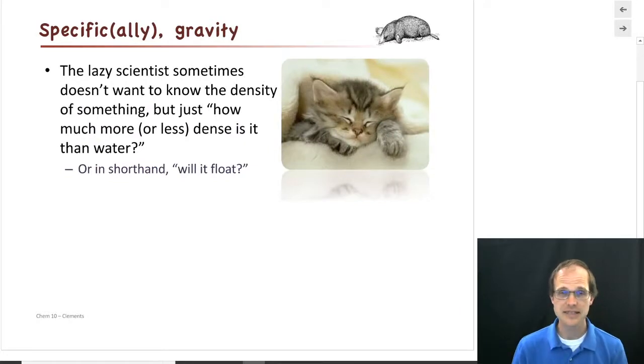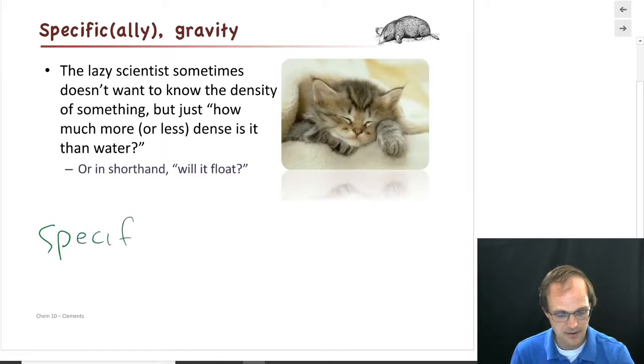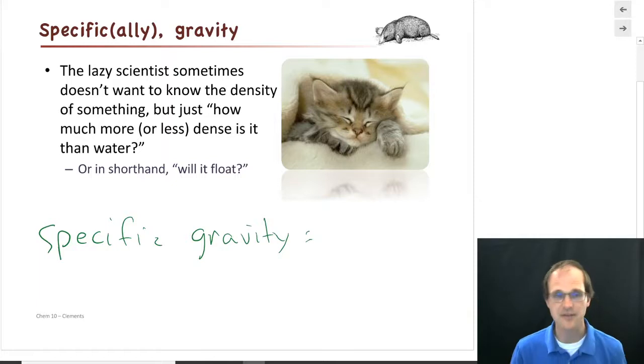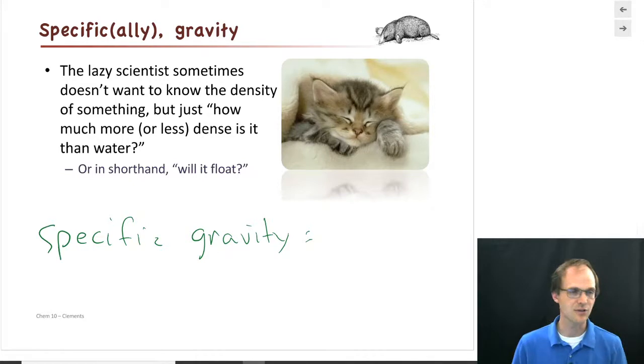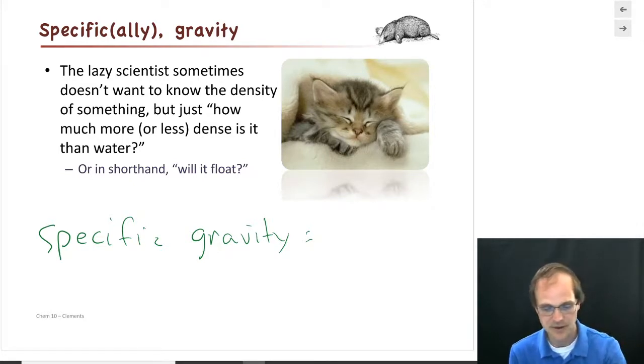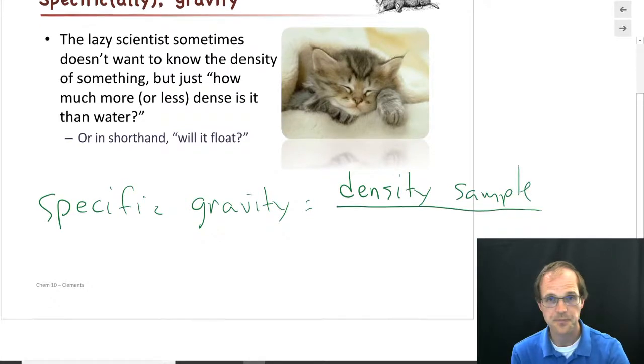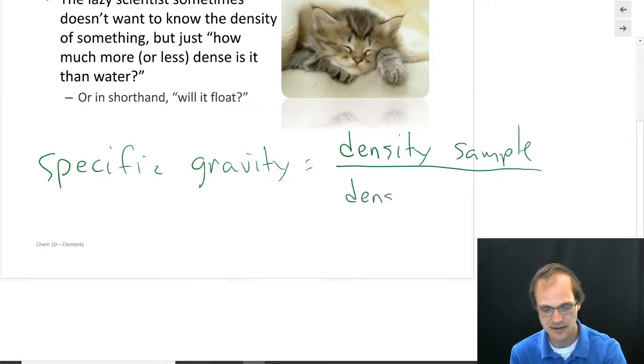Lastly, in this part on density, we're going to talk about something called specific gravity. And what is specific gravity? It's a way of talking about density where we remove the units. And how can you just remove units? Well, you remove units by dividing by them. So specific gravity has a definition, which is the density of your sample divided by the density of water.